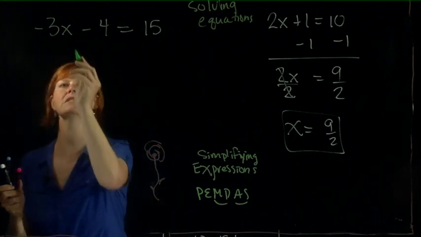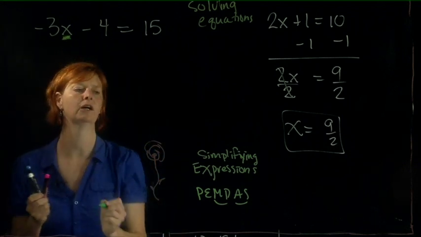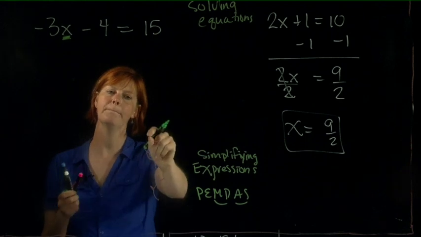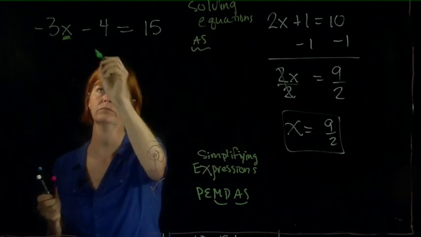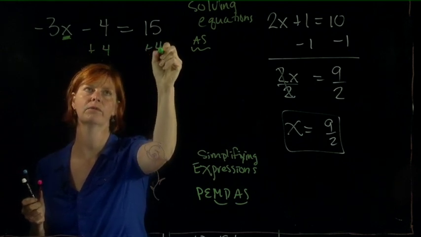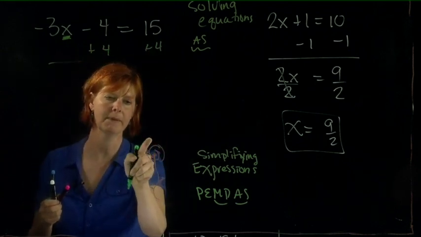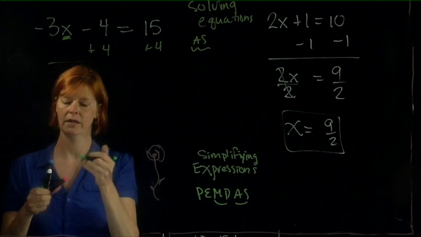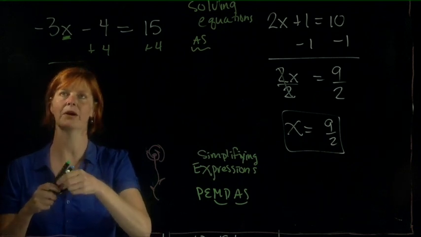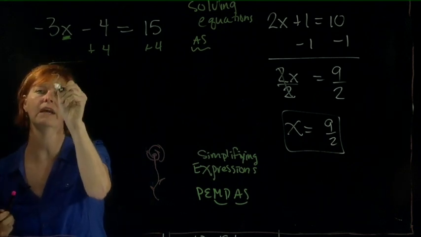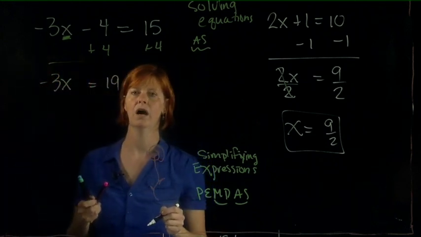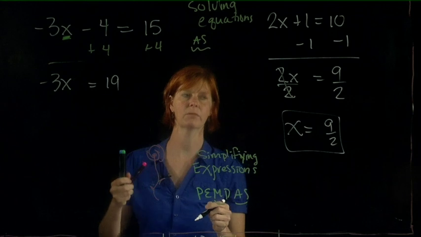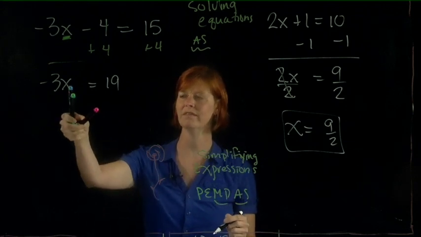Well, look, this is in the center here, right there. So the first thing you're gonna pick off is your addition subtraction. Okay, that's just me picking off that petal right there. Now what I have, let me get my white marker, is I still have negative 3x equals 19. Okay, now what's left to do?